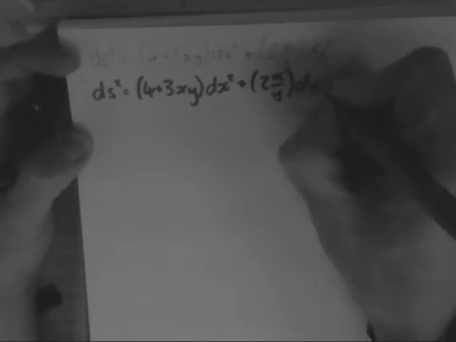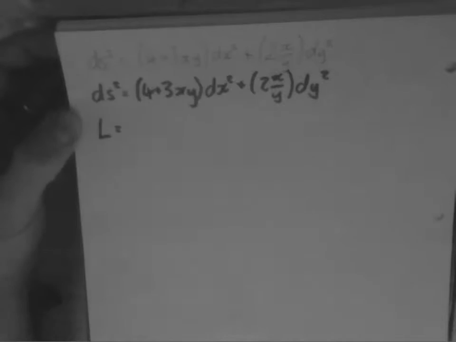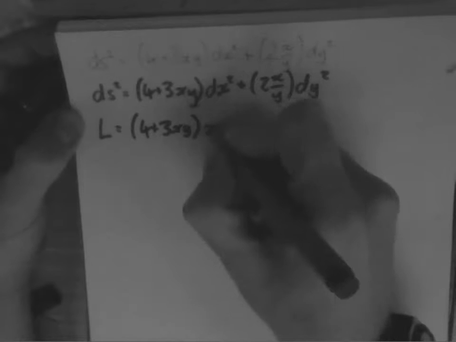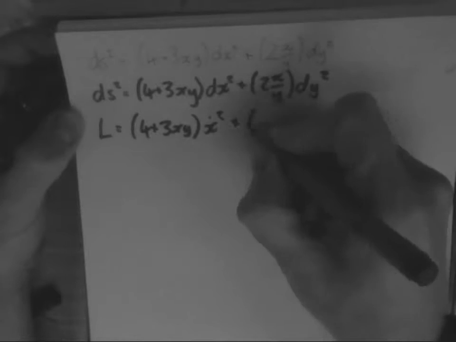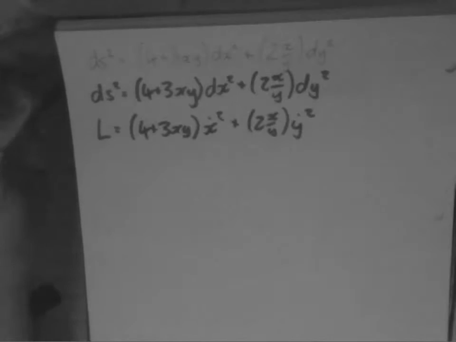Okay, so what we have here: ds squared equals 4 plus 3xy dx squared plus 2x over y dy squared. First step, what's the Lagrangian? Replace dx's with x dots, dy's with y dots, so L is equal to 4 plus 3xy x dot squared plus 2x over y y dot squared. Okay, there's the Lagrangian.